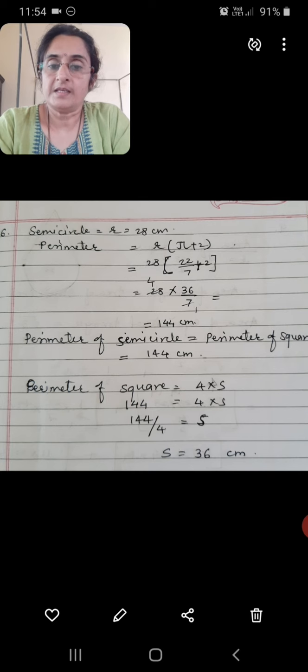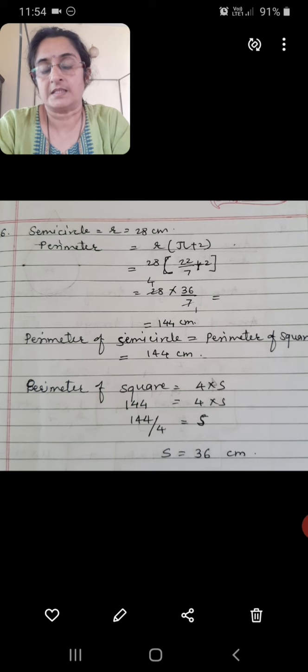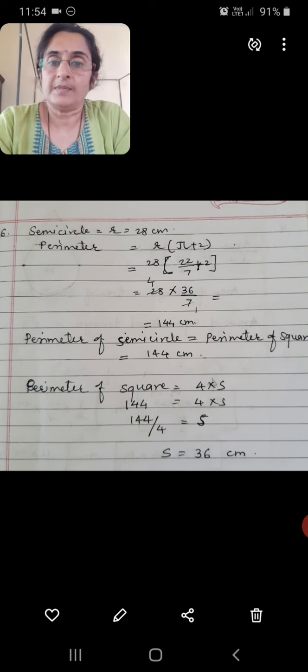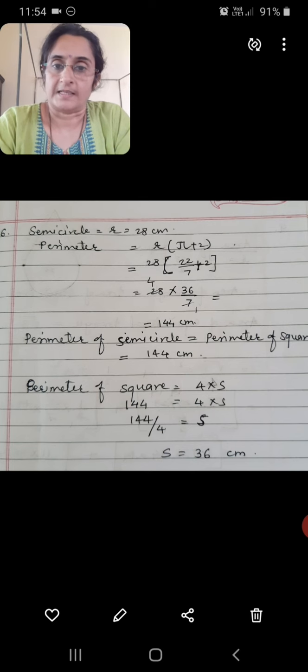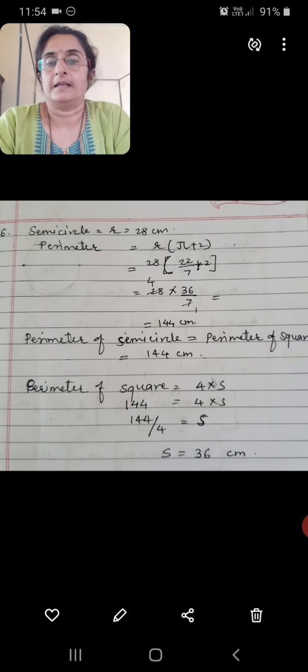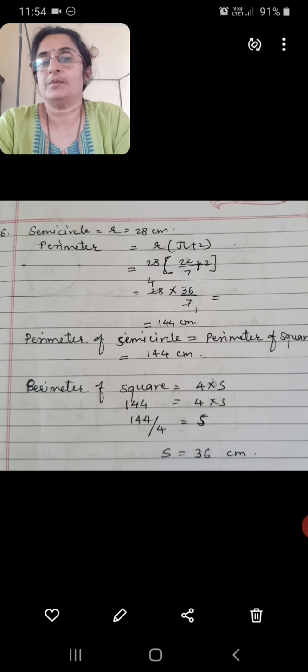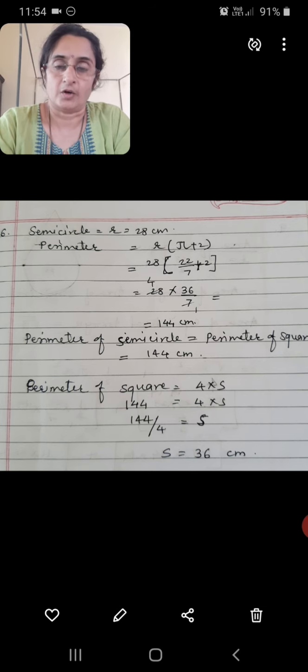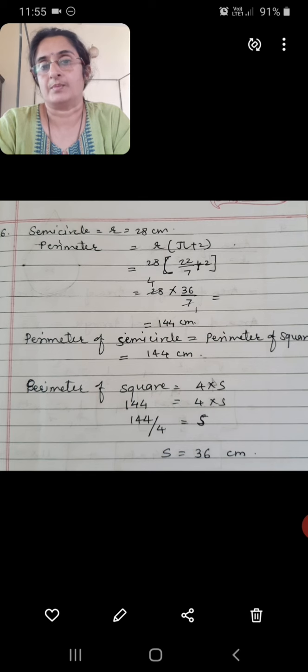Now the perimeter or the length of that wire is going to be the same whether it is in the shape of a semicircle or a square. So perimeter means the length of that wire which is taken. So we'll find out the perimeter of that semicircle. So we'll get the length of that wire. So perimeter formula r in the bracket pi plus 2. Using that formula, if you do it, you'll get the perimeter as 144 centimeter. So that is the length of that wire because it is bent in the shape of a semicircle. So perimeter means length of that wire.